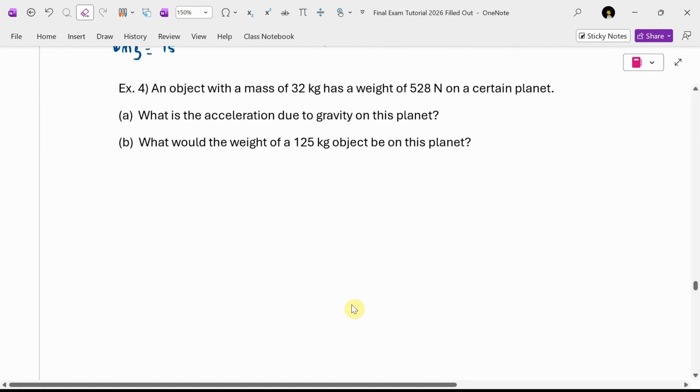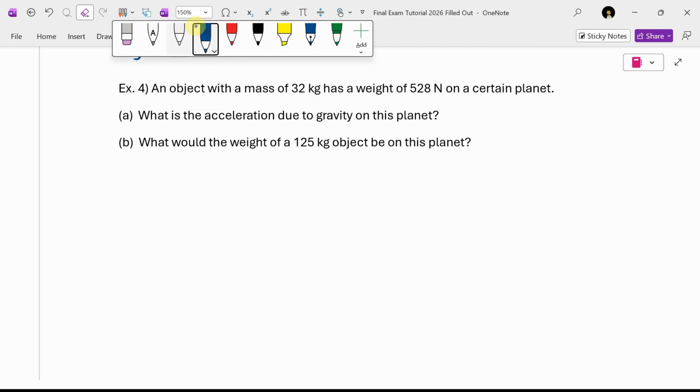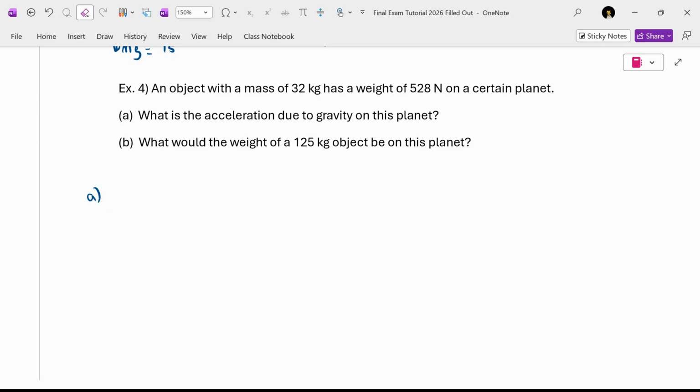An object with a mass of 32 kilograms has a weight of 528 newtons on a certain planet. What's the acceleration due to gravity on this planet? Okay. They gave me the mass. They gave me the weight. My equation for weight is mg.